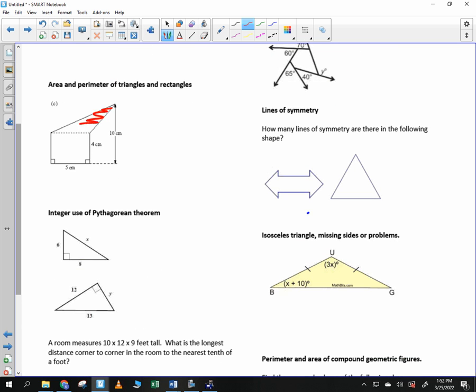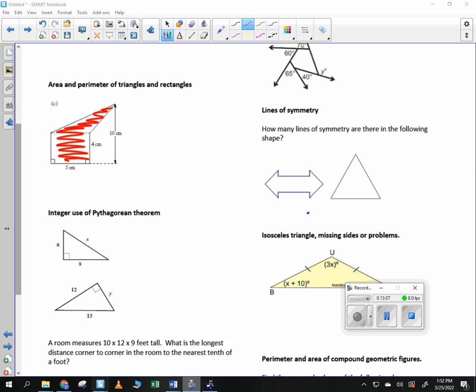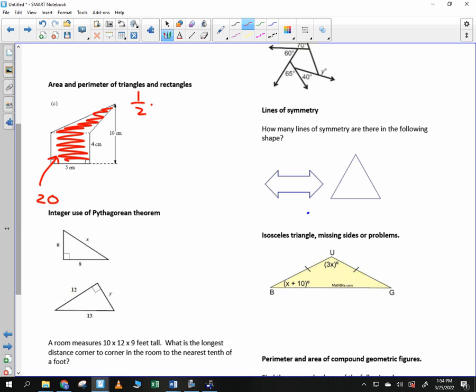So I've got this shape right here. I would like you to quickly see if you can come up with that area. Go. Don't worry about perimeter, just do area. Okay, let's see where you got. What's the area of the rectangle? 20. How do you find the area of a triangle? 1/2 times the base times the height. Now what's the length of the base of the triangle? It's 5. And what's the height? 6. So this is going to be 15, and 15 plus 20 is 35.